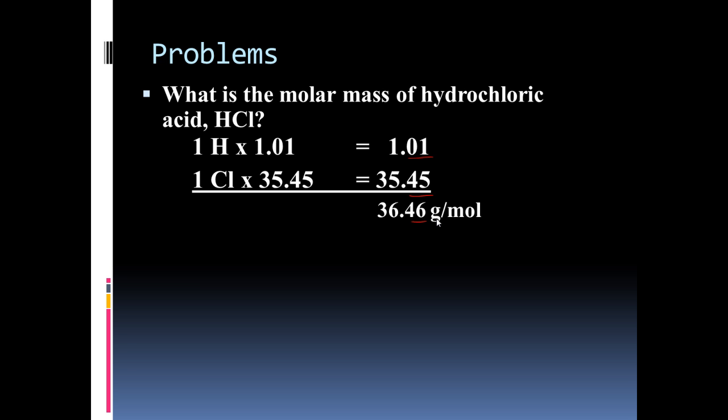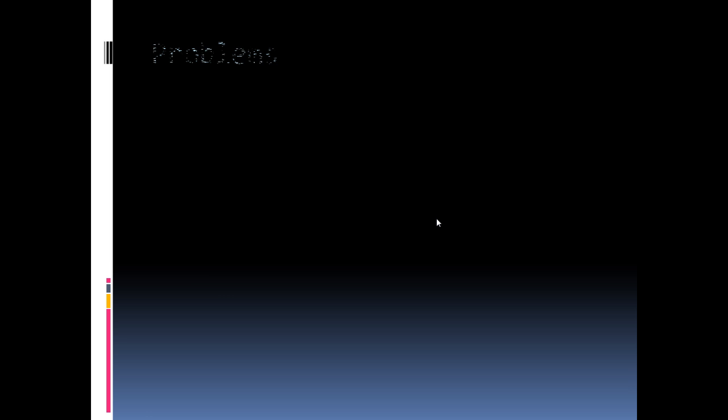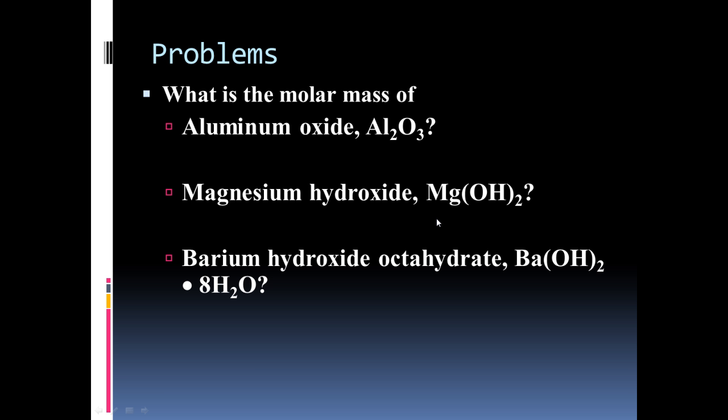Okay, let's do one that involves a few more numbers. What is the molar mass of aluminum oxide, magnesium hydroxide, and then barium hydroxide octahydrate? So you are going to tackle all 3 of these problems. They're each going to come up, and the video is going to pause, and you're going to give me an answer, and then we'll check it.